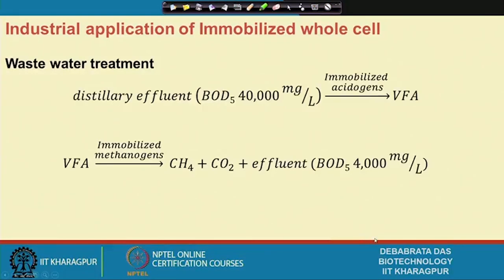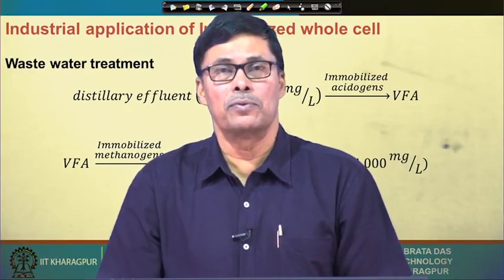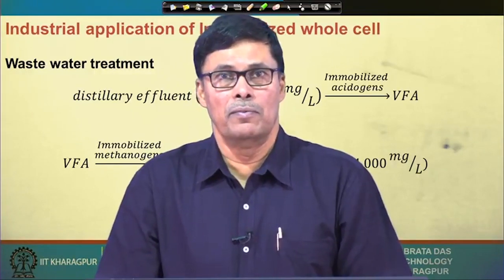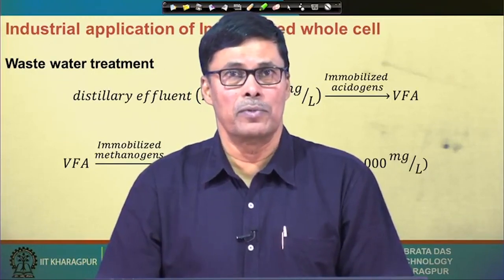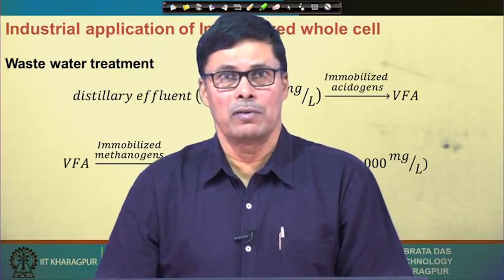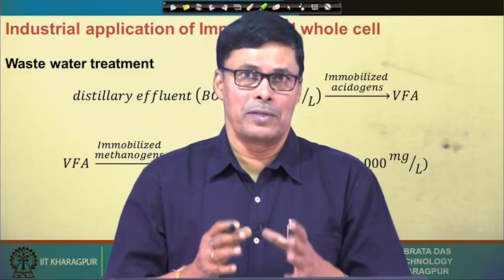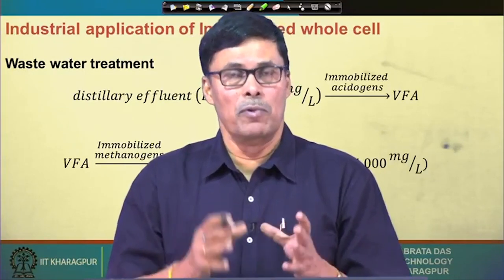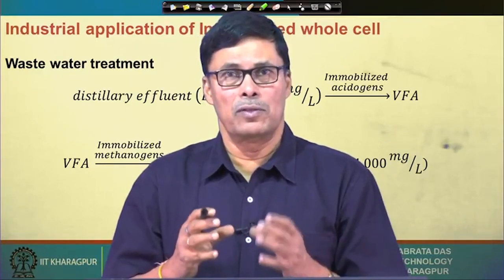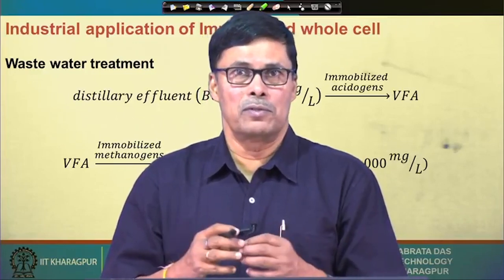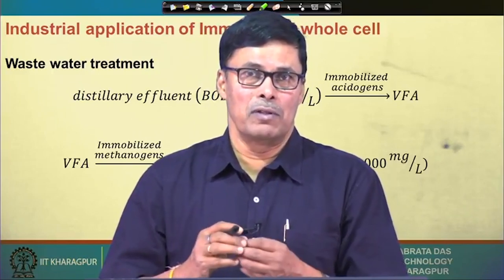Another very interesting application is the wastewater treatment process, in which I was personally involved at IIT Delhi: conversion of distillery effluent to methane and carbon dioxide. It is basically a two-stage process, one with acetogens and another with methanogens. We immobilize the cells in a polypropylene chloride solid matrix, and I shall show you what the solid matrix looks like, and also how it looks after immobilization.